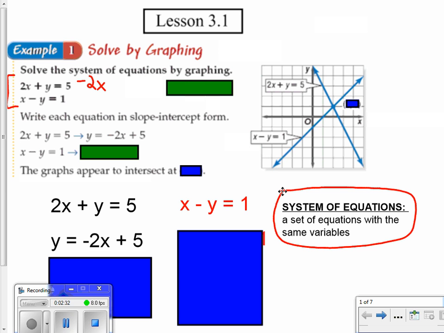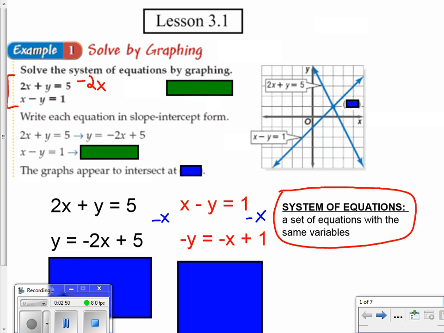Now, for our other one, if we have x minus y equals 1, same thing. We need to get it into a y equals mx plus b form, so it's easier to graph. Well, the first thing I would do is subtract x from both sides, just so we're getting only y left on our left side there. So we'd have a negative y equals negative x plus 1, because we had this minus y here, so it's going to be a negative y.